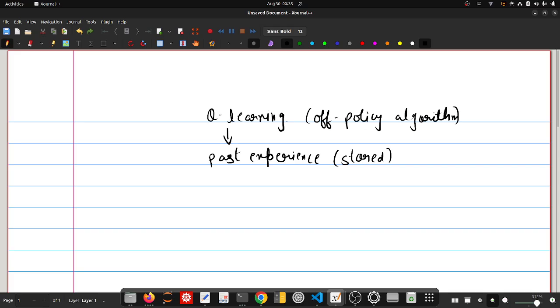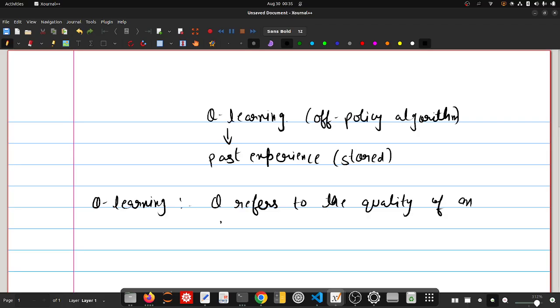There are several features in Q-learning that we need to first understand, and then we will implement the basic Q-learning algorithm for a specific use case. So in Q-learning, what is Q actually? Q refers to the quality of an action that an agent takes.